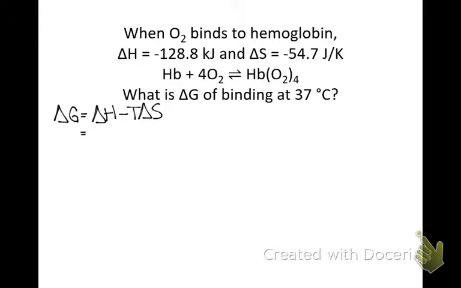Now we can start filling these things in to calculate delta G. So for delta H and delta S, we see that they have different units. Delta H is in kilojoules, delta S is in joules. I'm going to choose to put delta H into joules, but you could very well choose to change delta S to kilojoules. Also, we see that delta S is joules per Kelvin, which means that our temperature needs to be in Kelvin. So we're going to add 273 to convert our temperature to Kelvin.